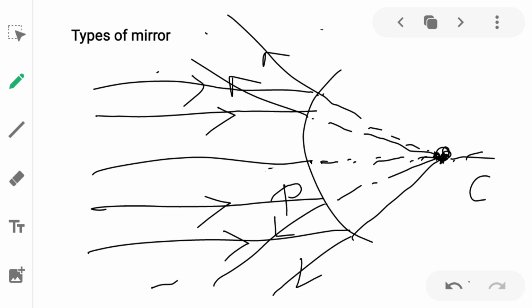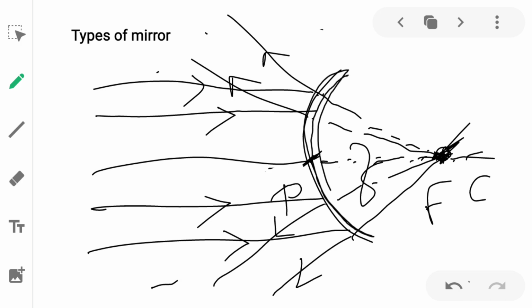That common point lies on the principal axis and is called the principal focus. The distance between the pole and the principal focus is denoted as the focal length. In case of a convex mirror, the inner surface is coated or painted, and the outer surface is available for the interaction of light.